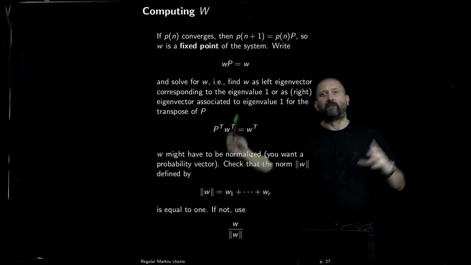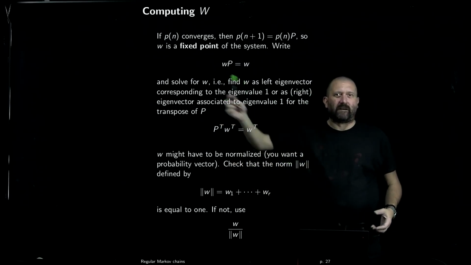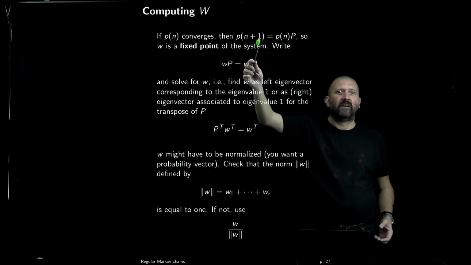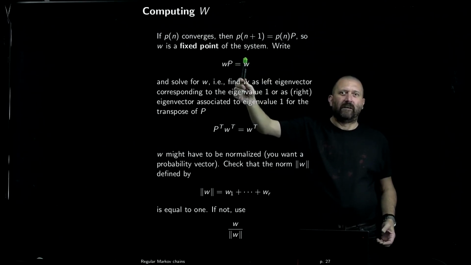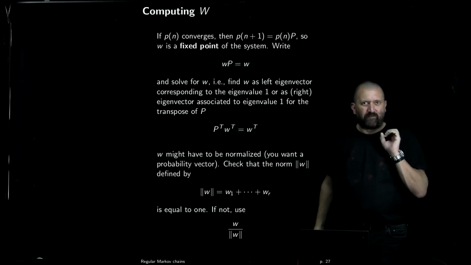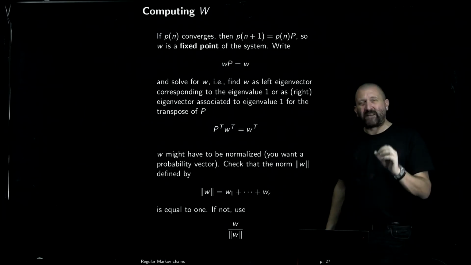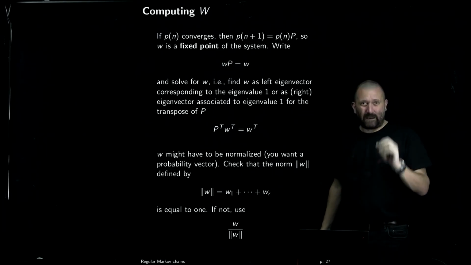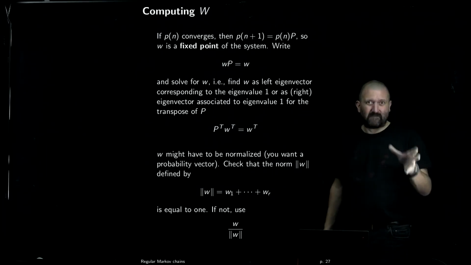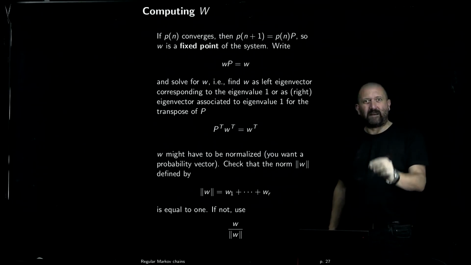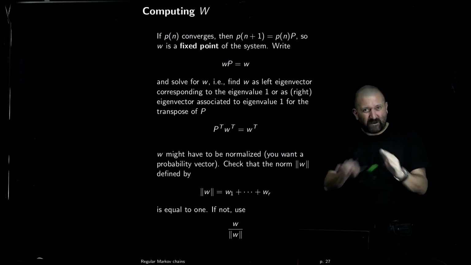What did I do here? Actually, I should have written it the other way. I should have written it as W is equal to W times P. All this is saying is P has reached this limit that I know to exist. And therefore, I can replace P of n and P of n plus 1 because I've reached the limit.